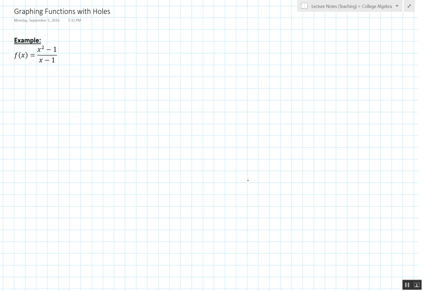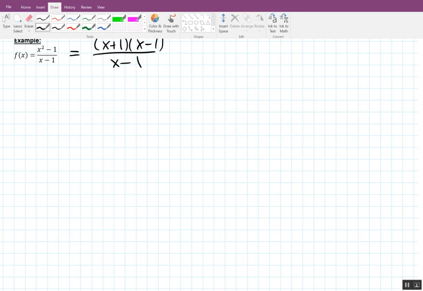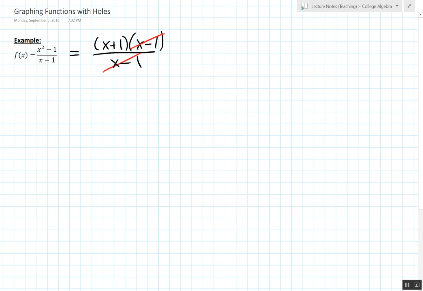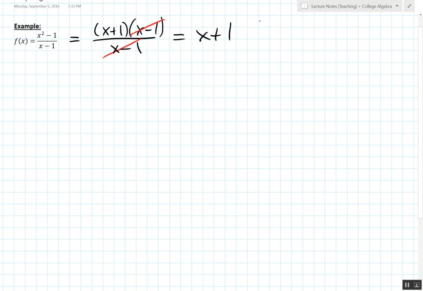So let's do a little algebra on this. The numerator becomes (x plus 1) times (x minus 1) by difference of squares. In the denominator, we get an x minus 1. And then we're going to allow ourselves to cancel, like normally, and we say that this equals x plus 1. But there is a condition that we normally don't write, which is that x cannot be equal to 1.